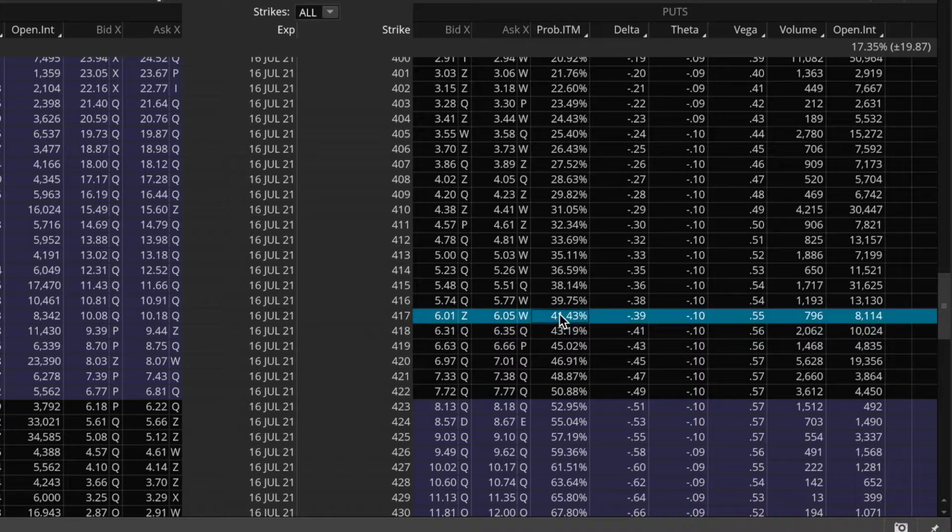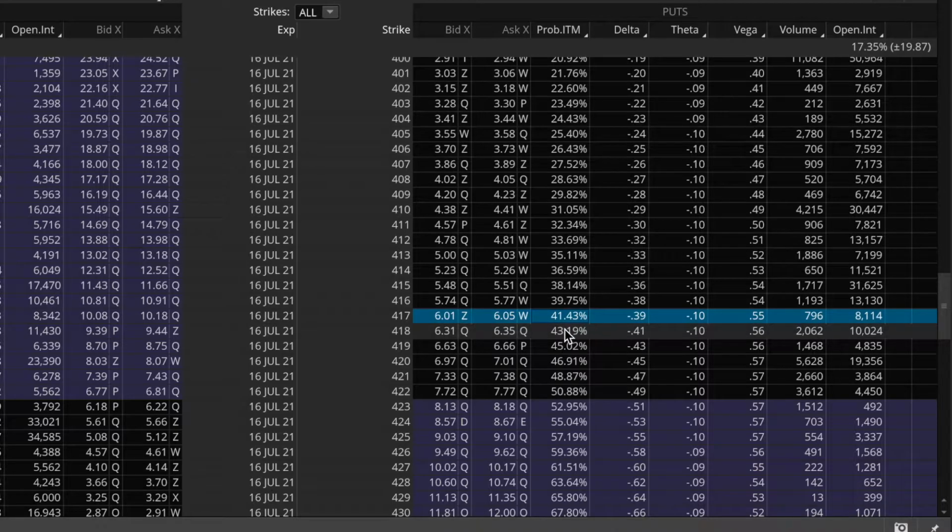Now what about the 417 strike put option? We bought this one. And when you buy something, you want the price to increase. But if SPY goes up in price by $1, the price of this put option contract is going to fall by $39. So in summary, we're going to make money on the 418 strike put option, but lose money on the 417 strike put option.